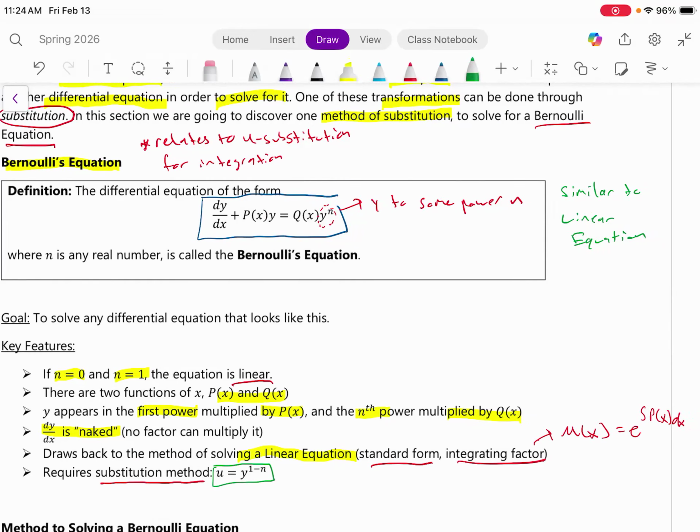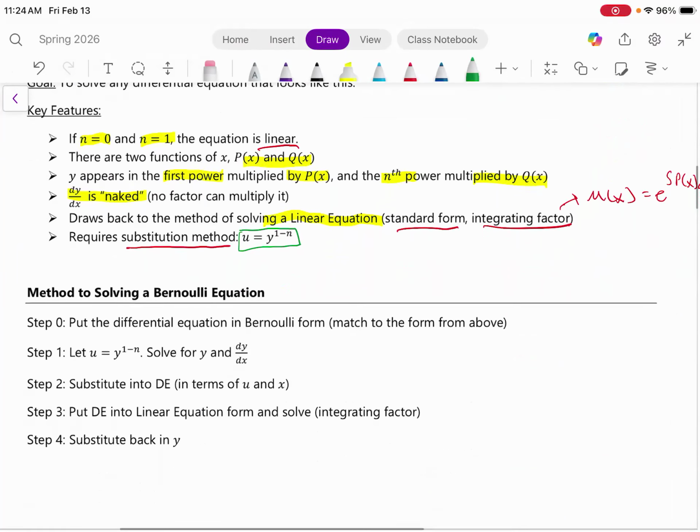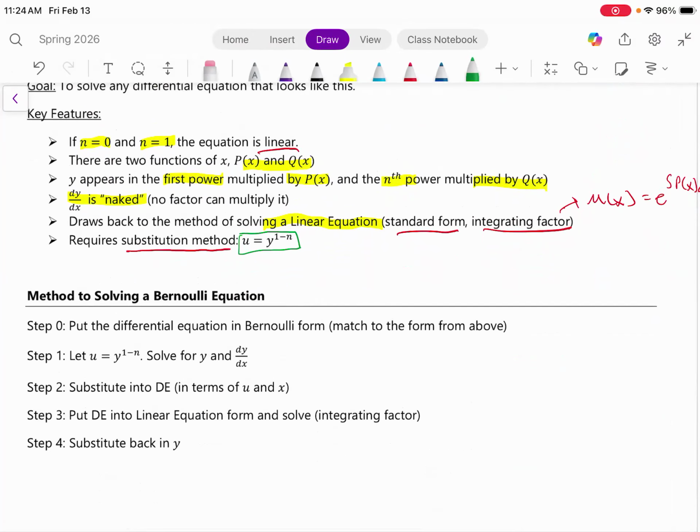So let's go ahead and see a method to solving this Bernoulli equation in step-by-step fashion. So there's always a step 0 to these, much like with a linear equation, in that we're going to put this Bernoulli equation into standard form. So we want it to match from up above, dy over dx plus p of x times y equals q of x times y to the n. So we want to put our equation into the standard form. And then we're going to do some substitution.